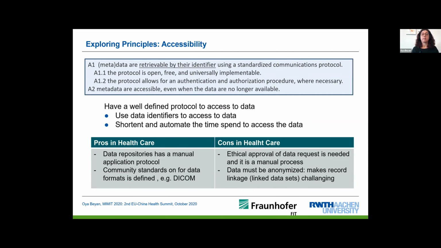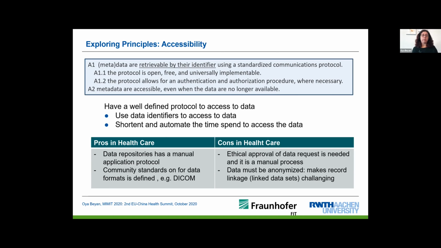The second aspect is accessibility. Once we identify the data with its identifier, we want standard open protocols to access this data. So if I want to get this data, how am I going to apply? And when I get this data, can I understand the data format? Can I work with that data format? There shouldn't be any additional barrier to accessing the data itself.